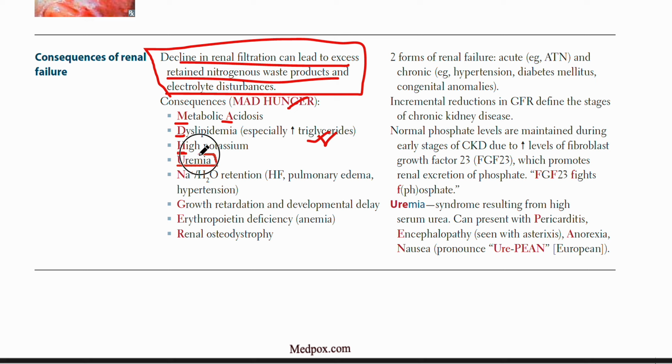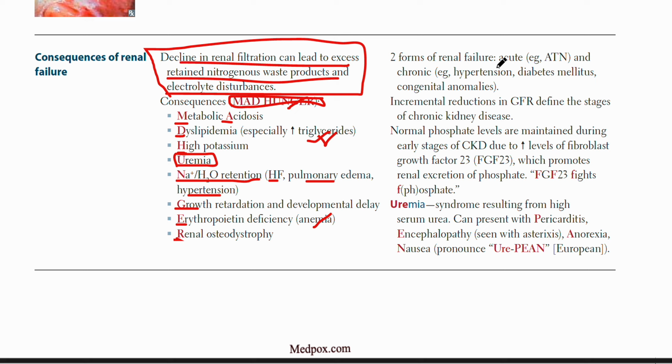Uremia because urea is retained. Urea retention is there. Sodium water retention is there. That causes heart failure, pulmonary edema, hypertension in the long run. There is growth retardation and developmental delay. There is erythropoietin deficiency, which leads to anemia, and there is renal osteodystrophy. So MAD HUNGER is a very nice mnemonic to remember what actually happens in renal failure.